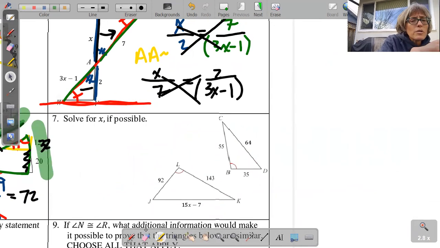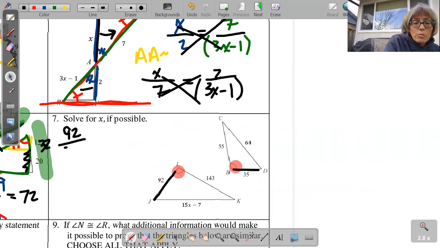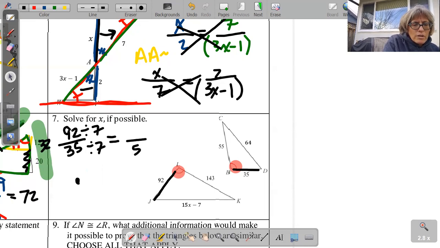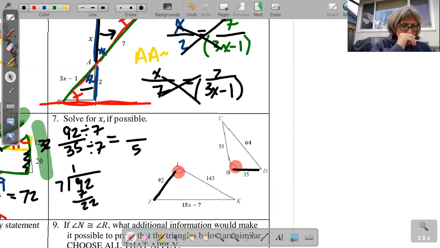We take a look here, and we have a pair of angles in common. Now we're going to match short side to short side. So 92 to 35, I'm going to reduce that to see what the ratio is. I know 7 goes in here, so divided by 7. We're going to see if 7 goes in there as well. That's going to be 5. 92 divided by 7. Okay, so that doesn't reduce.